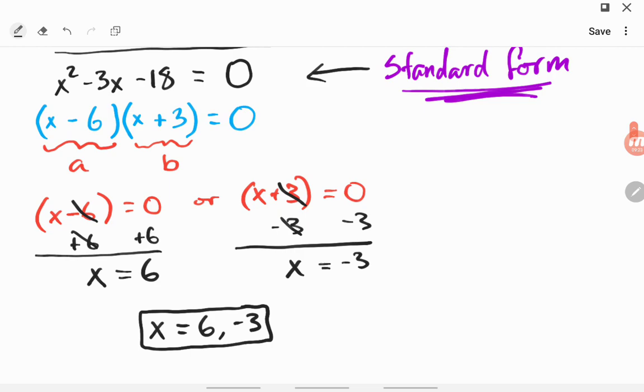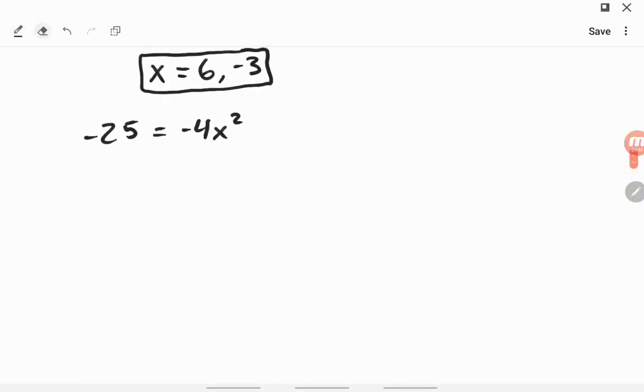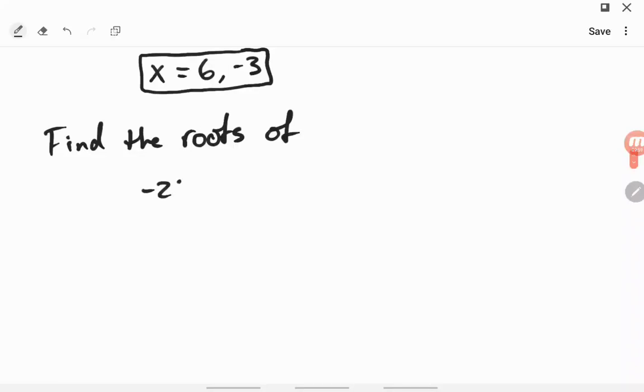Now let's go through one more example together that maybe is going to look a little bit different, and then I'll let you guys get started on your homework. Okay, so the next example I want to look through with you guys is negative 25 is equal to negative 4x squared, right? We're going to be finding the roots of negative 25 is equal to negative 4x squared.